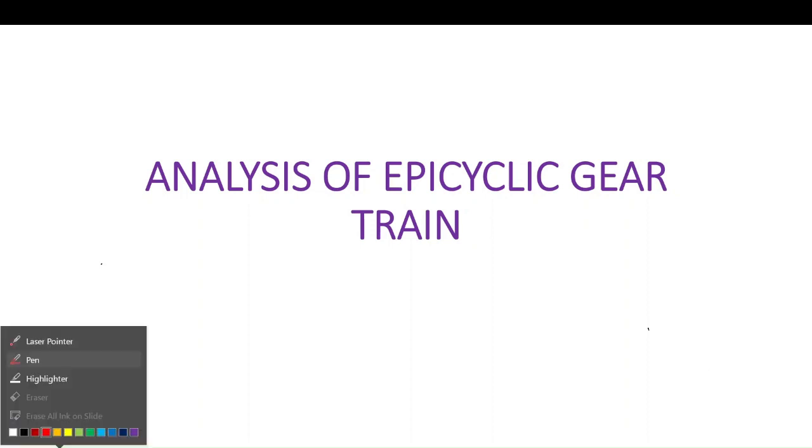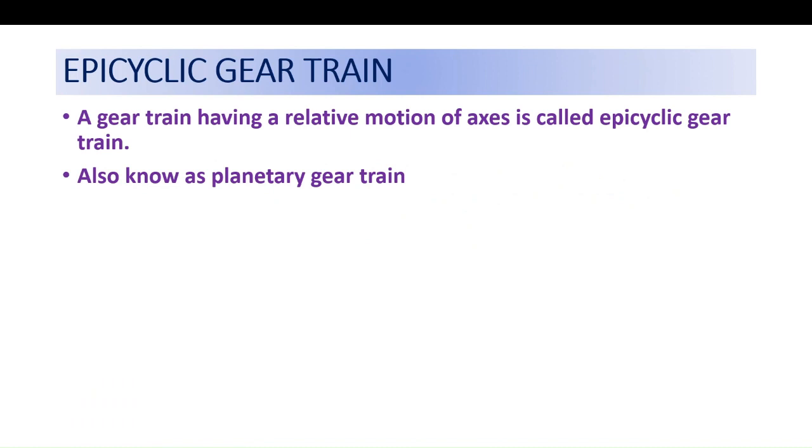Okay, welcome friends. In this video, we are going to see the basic analysis of an epicyclic gear train. First, we need to understand what an epicyclic gear train is. A gear train having a relative motion of axes is called an epicyclic gear train. Relative motion of axes, this is an important term. An epicyclic gear train is also known as a planetary gear train.